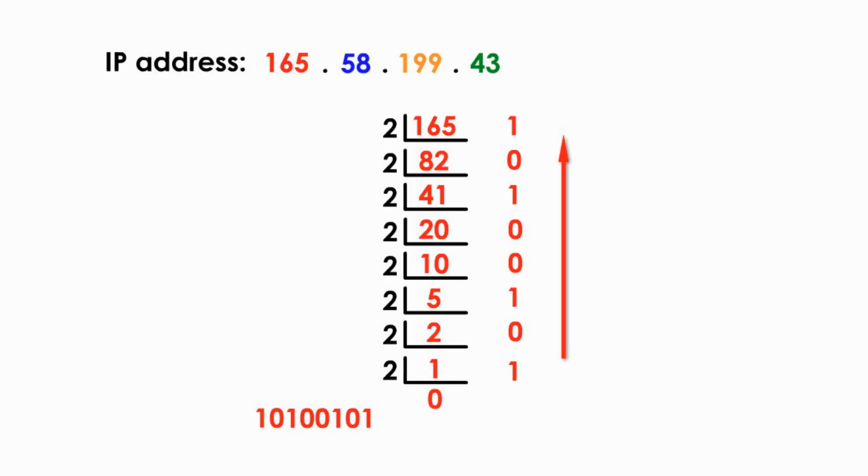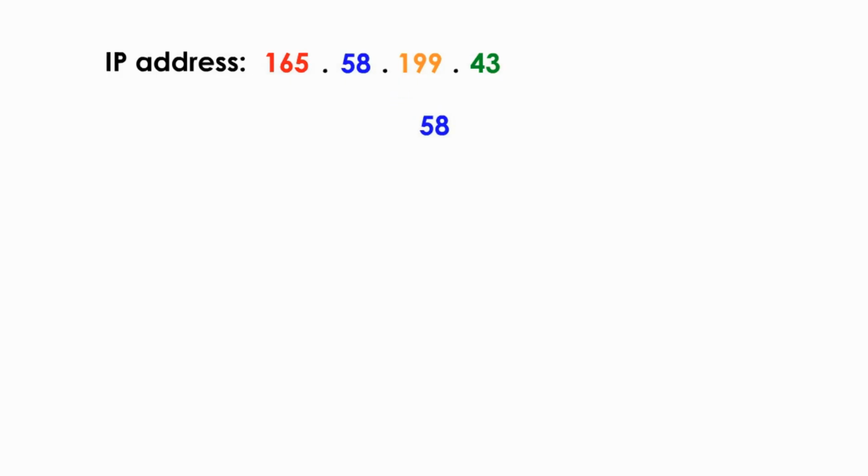One more example. We will convert 58 to an 8-bit binary number. We repeat the same process. 58 divided by 2, the result is 29 and the remainder is 0. 29 divided by 2, the result is 14 and the remainder is 1. 14 divided by 2, the result is 7 and the remainder is 0.